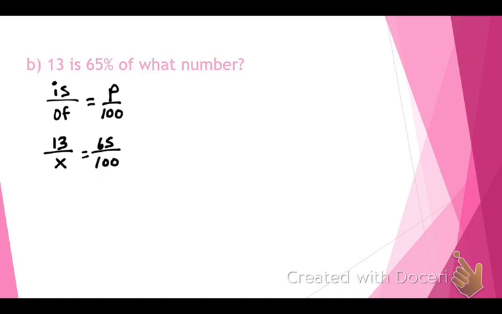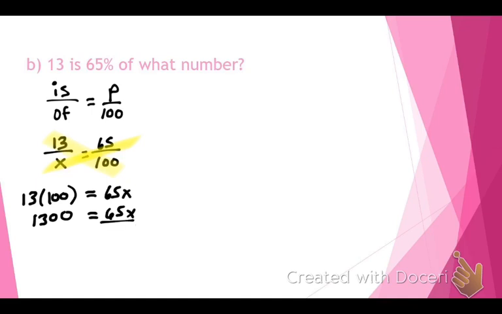Once again, we're going to be doing cross products here. Michael Nix, help me out. What do I do? 13 times 100. 13 over 100 equals x over 65. Okay, 65x. Landon, what's 13 times 100? 1300. 1300 equals 65x. Jakari, what do I do next? Divide by 65 on both sides. And Carlos, what do I get?